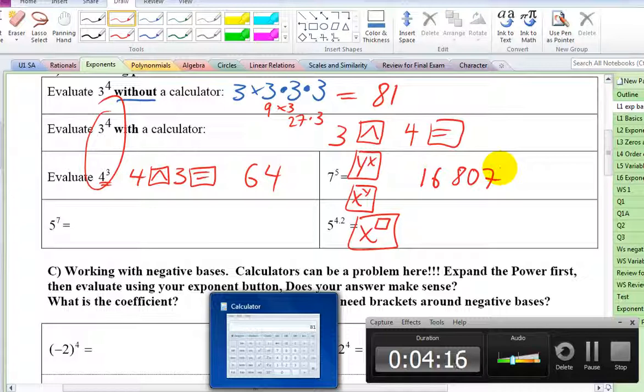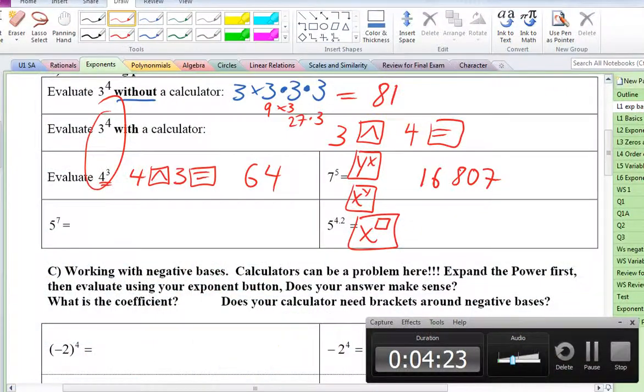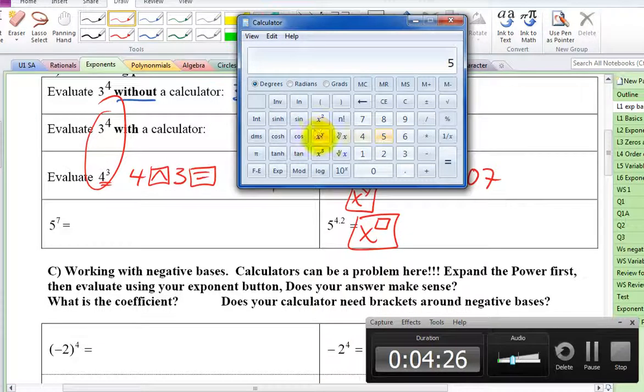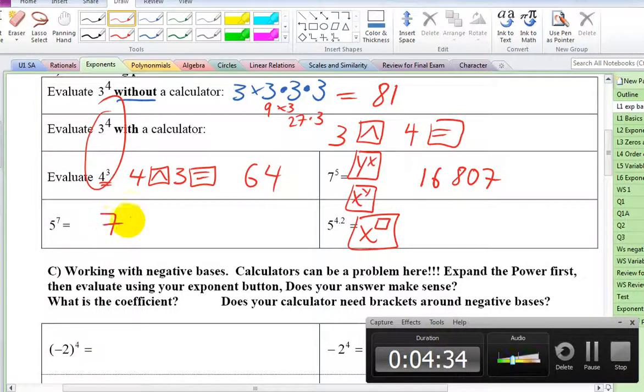Okay. Now the last one, same numbers again. Do you think you're going to get the same answer? No, they're in a different position. Okay, base of 5, exponent 7. Do it. 78,125. Okay. Try the next one.